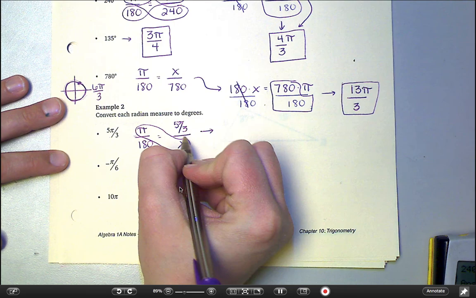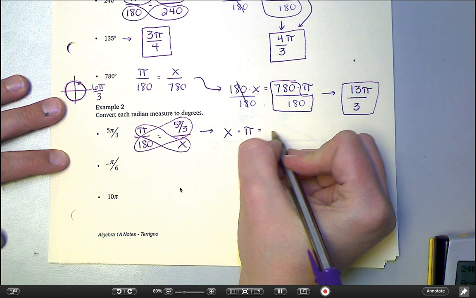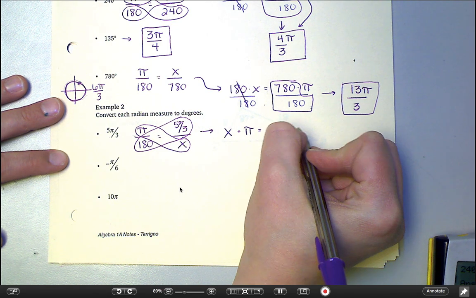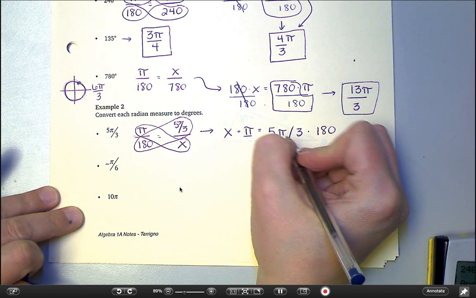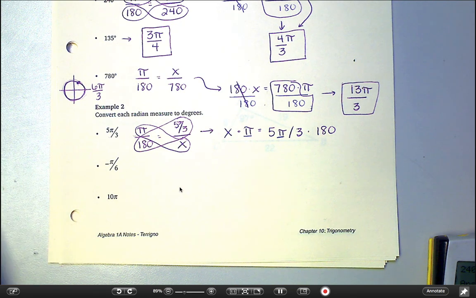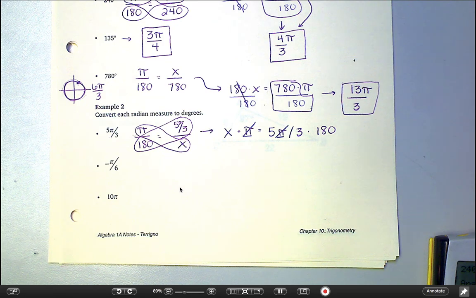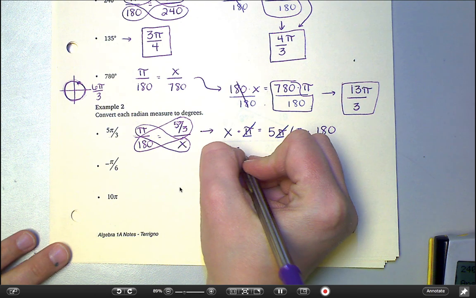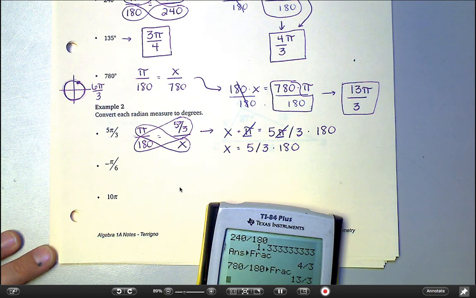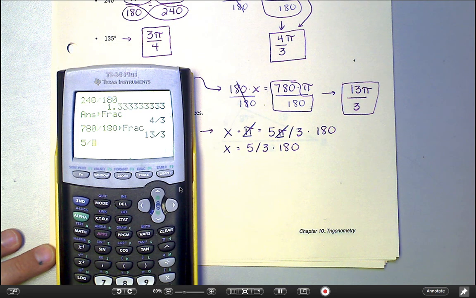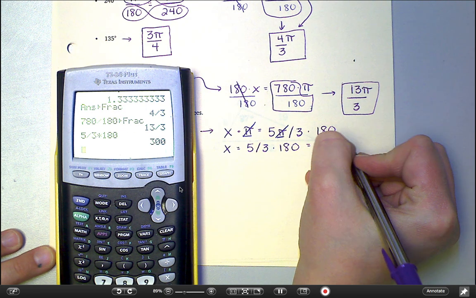Now when I cross multiply this time, I get x times pi equals 5 pi over 3 times 180. And the first thing I want you to notice is that there's a pi on both sides of the equal sign, which means that I could start by dividing by pi on both sides, and it's really just going to cancel the pi out on both sides. Okay, so we are really just left with x equals 5 divided by 3 times 180. So 5 divided by 3 times 180 is 300. And that is my degree measure.